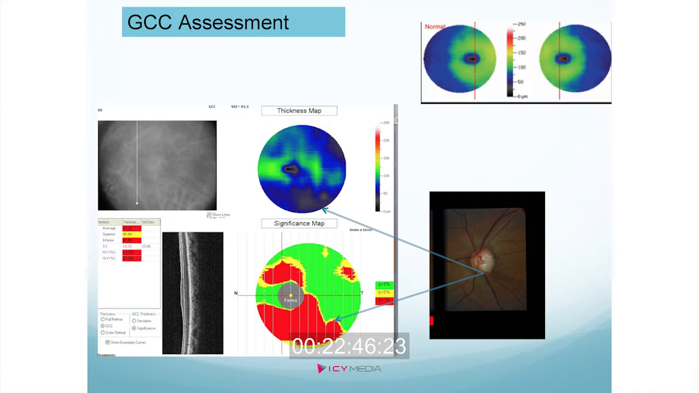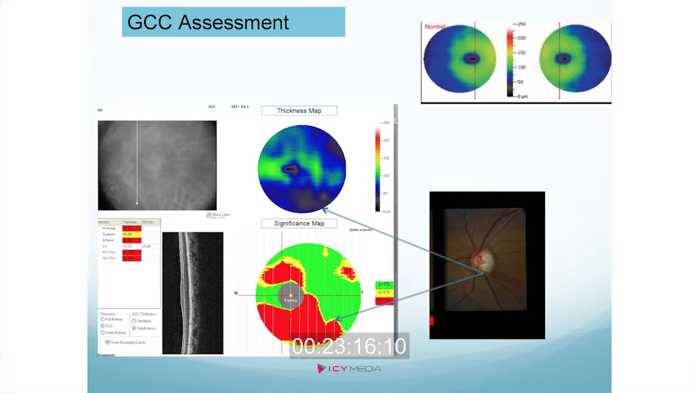What is the GCC going to look like? Okay, the GCC is going to pick up maybe different things than the RNFL. It might pick up information that we didn't see early on. Okay, so here again is a picture of that nerve and what the ganglion cell complex would look like. Okay, the one all the way on top is what normal should look like, right? That green donut around the fovea. We're clearly not seeing that in this patient that has significant glaucoma.